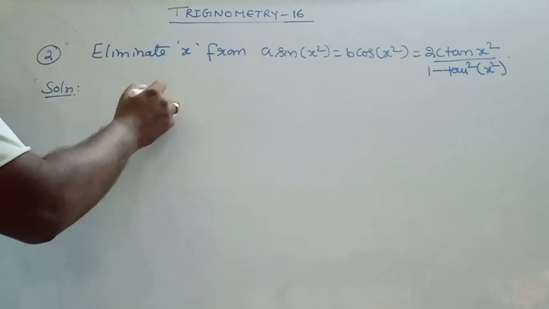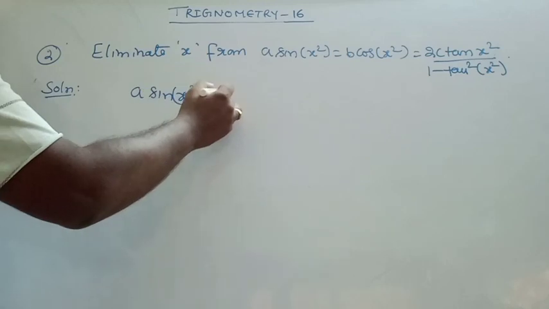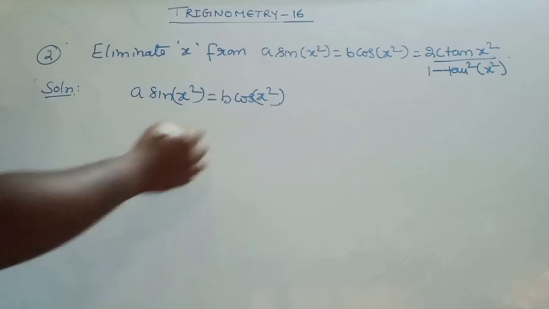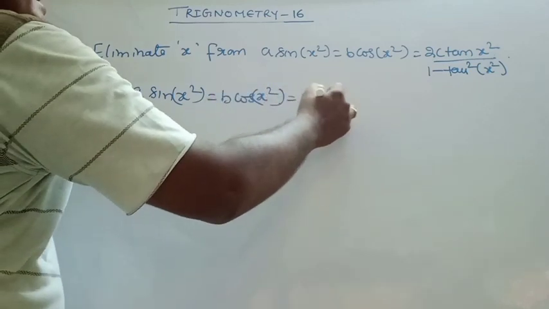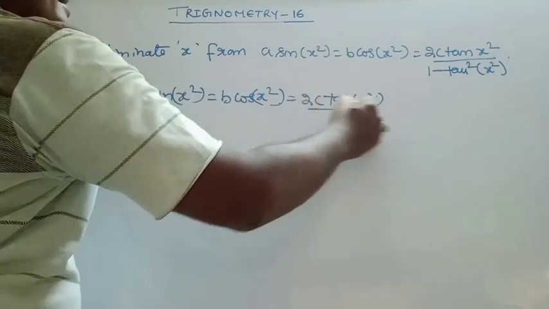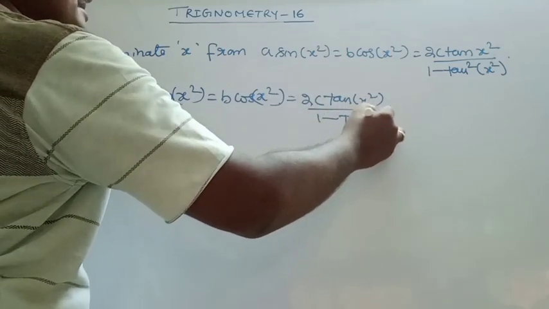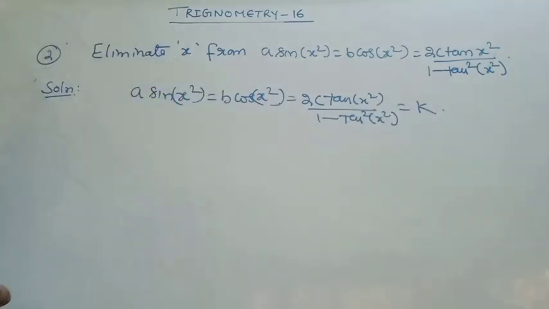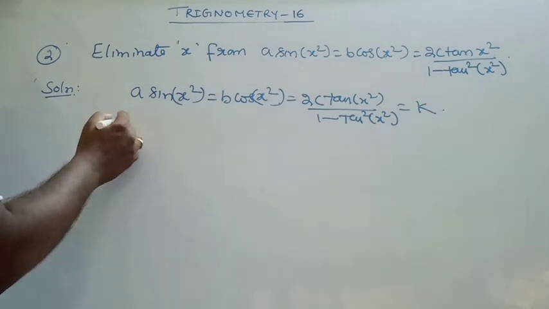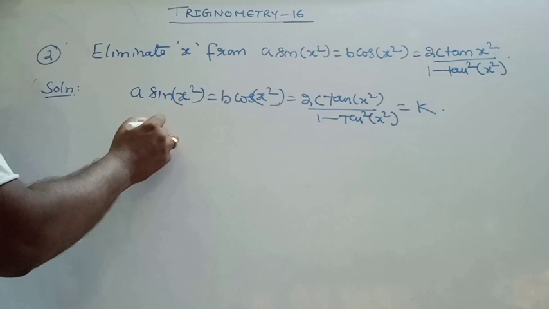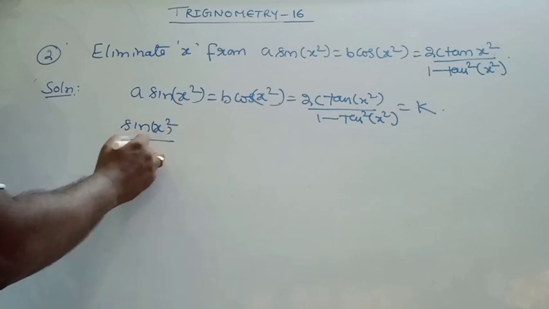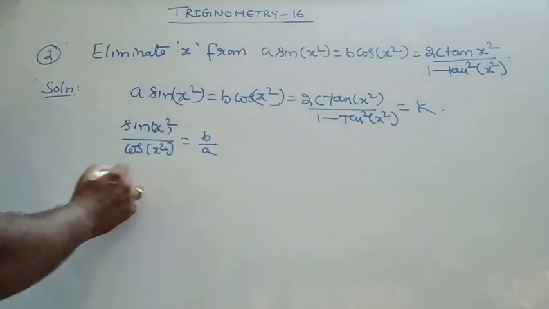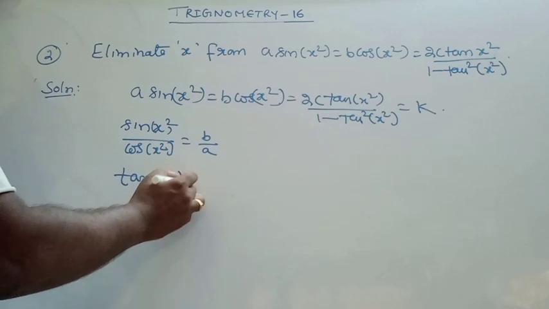They have given that a sine of x square is equal to b cos of x square. They are all equal to 2c tan of x square by 1 minus tan square of x square, which is equal to some value, you take it as k. From this, one more thing I can do is sine of x square by cos of x square equals b by a. That means tan of x square is equal to b by a.